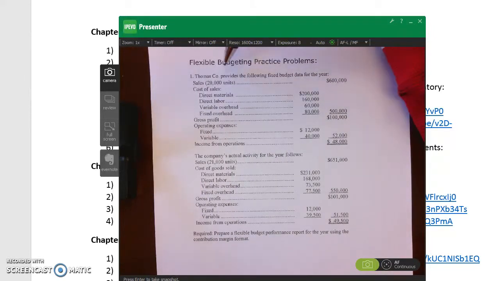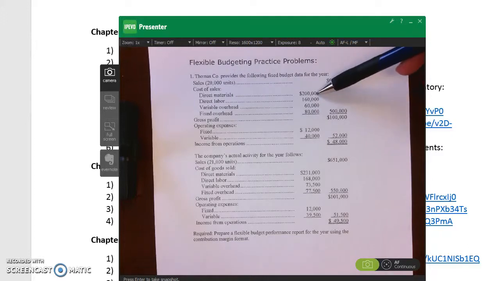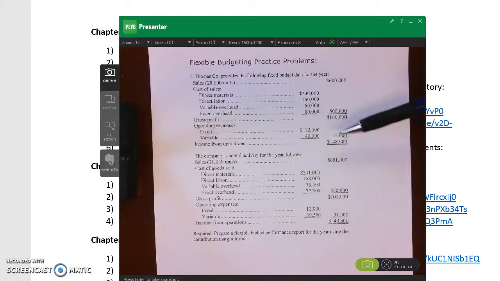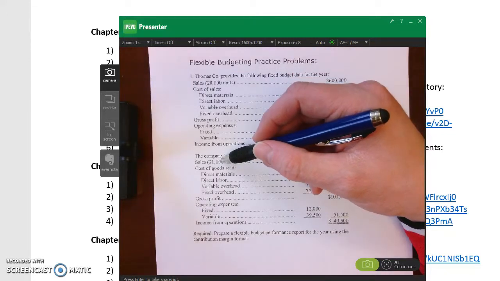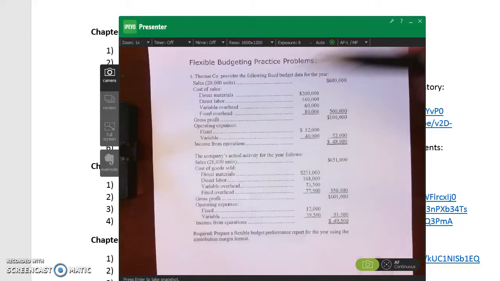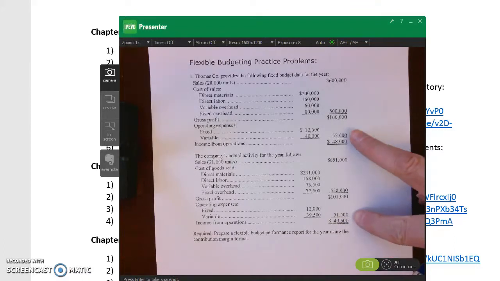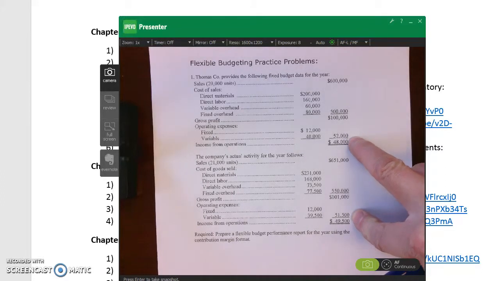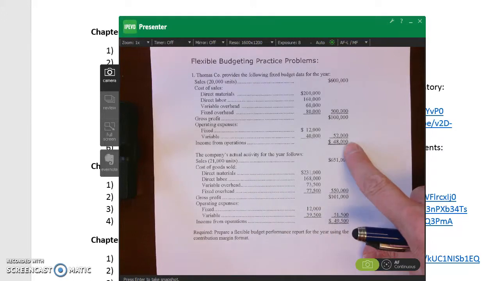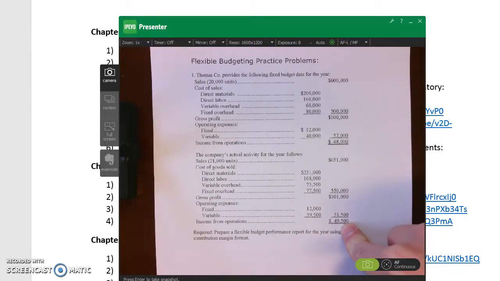This format is our external financial reporting format. So you see over here, let's take a look. Thomas Company provides the following fixed budget data for the year. Sales at 20,000 units, here's their total sales, and their costs, and then their income from operations. But they actually did 21,000 units, okay? And then here's their income from operations, sales, and expenses. You can see they made more money than what they thought. So on the surface, this looks pretty good. You know, we thought we were going to make $48,000, but we ended up making $49,500, and that's a positive thing.